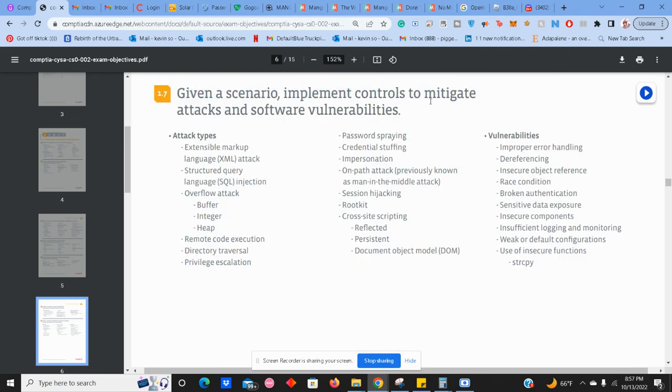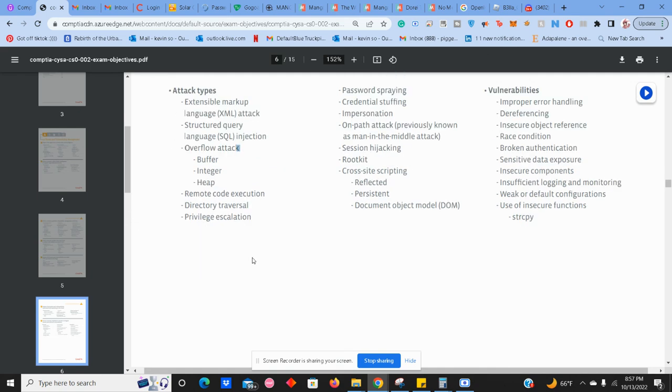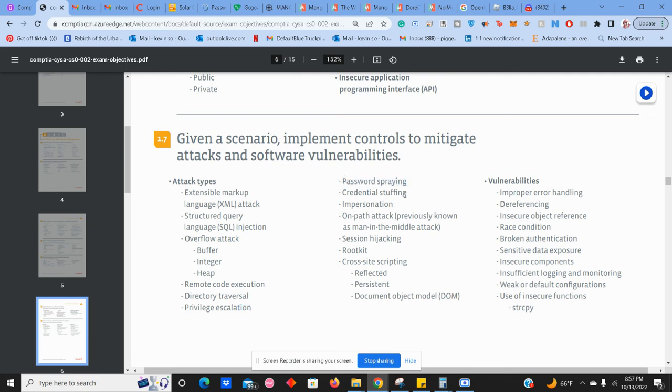Moving on, given a scenario, implement controls to mitigate attacks and software vulnerabilities. There are several attack types. There is the XML attack, where you put data into an XML format and essentially inject code. This applies the same here. Overflow attacks, there are several: buffer, integer, and heap. For remote code execution, we have directory traversal, privilege escalation, password spraying, credential stuffing, and impersonation. Password spraying is trying any other combination of usernames and passwords altogether.